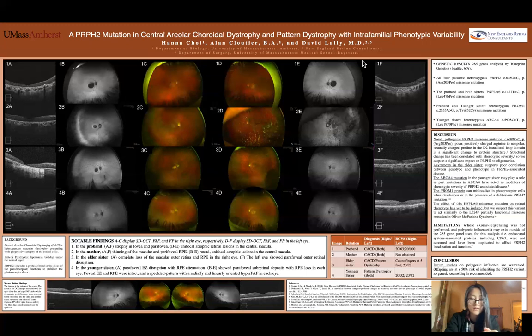We then tested her and her family of a 90-year-old mother and both her sisters, being 65 and 53 years old. The mother is figure 2, the older sister is figure 3, and the younger sister is figure 4. Dr. Lally diagnosed the proband, mother, and the elder sister's right eye to have CACD. The left eye of the elder sister and both eyes of the younger sister had pattern dystrophy. So right off the bat, you can see that there's phenotypic variability within one family.